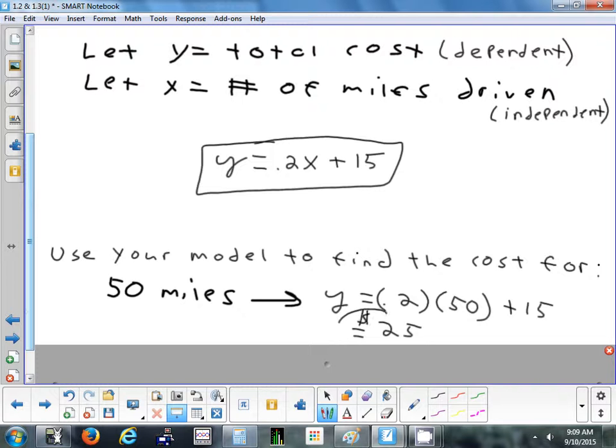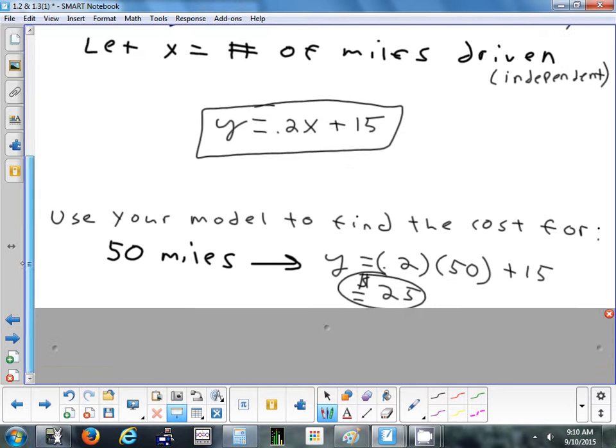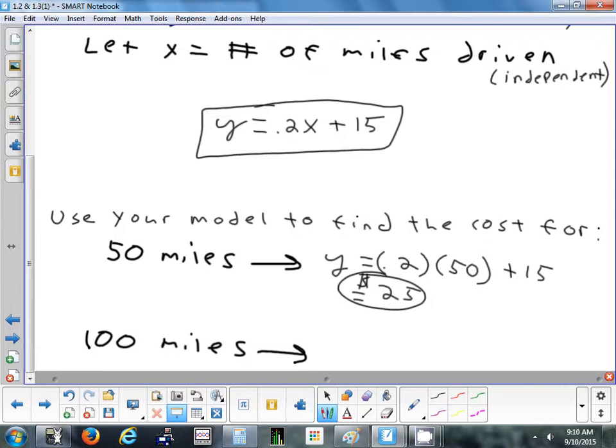You could just use your calculator. But that's the cost to drive 50 miles. Now, can I just take that cost and double it to get 100? Why not? It's double the miles. Why wouldn't it be double the cost? Yeah? Because you have plus 15 and 10. Yeah. We don't want to double the plus 15. That's a one-time fee you pay. We're going to double the mileage part, but you're not doubling the 15.